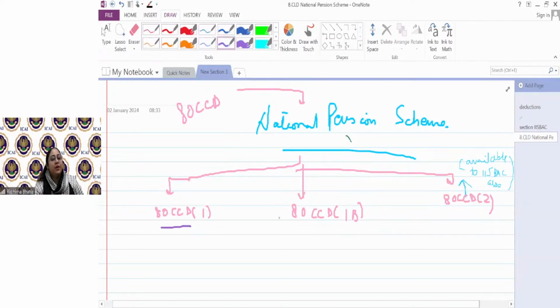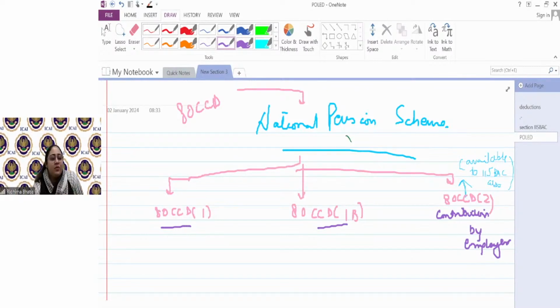Now, what are these sections, ma'am? 80CCD subsection 1 and 1B are for contribution made by the assessee, either as an employee or as a self-employed person. And 80CCD2, as in 80CCD subsection 2, is a deduction allowed for contribution by employer. So this will not be available to self-employed people. This would not be available for self-employed, naturally, because only I am making a contribution.